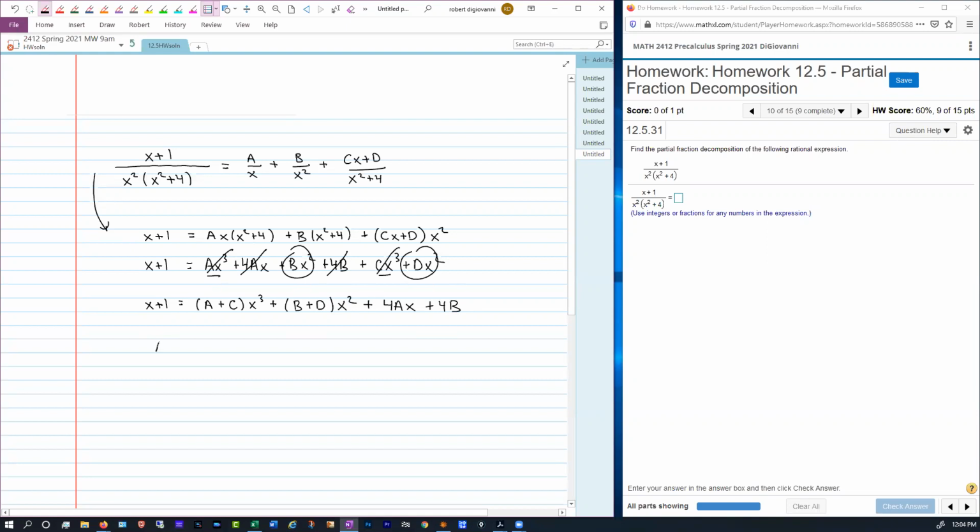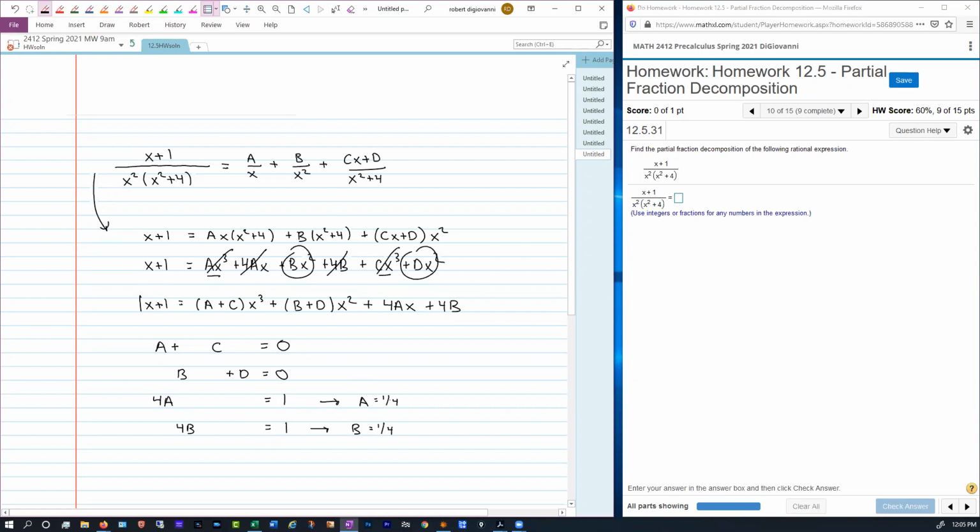All right, this should be pretty easy to match up. I don't have any x cubes on the left, so a plus c has to be 0. Next one says that b plus d has to be 0 also because there's no x squareds. 4a has to be equal to 1 to match the left side, the coefficient in front of x. And 4b has to also equal 1 to match the number by itself. So this is pretty straightforward. We can get that a is 1/4. We can also get that b is a 4th.